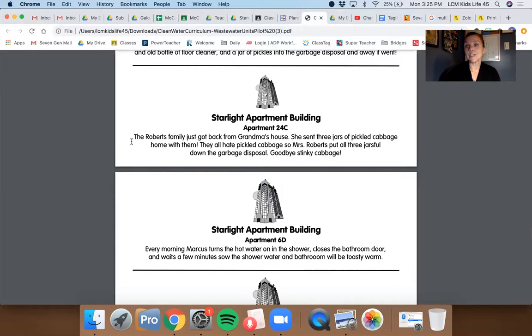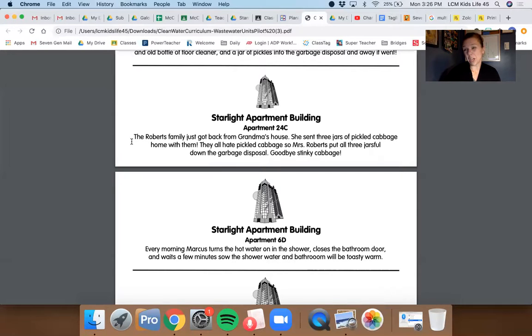Goodbye, stinky cabbage. Okay, so garbage disposal eventually pulls the liquid out of whatever's put down it, and that liquid still goes down the drain to go to the wastewater treatment plant. So what is something that they could have done? What's a creative solution they could have done with all that pickled cabbage?